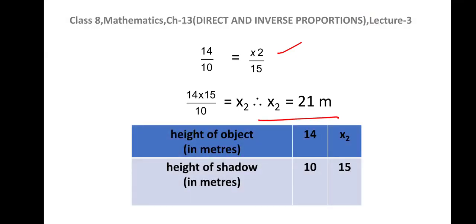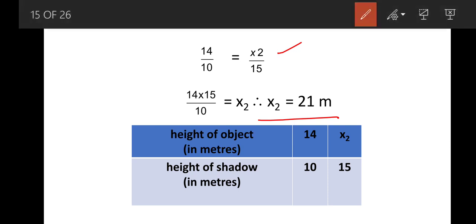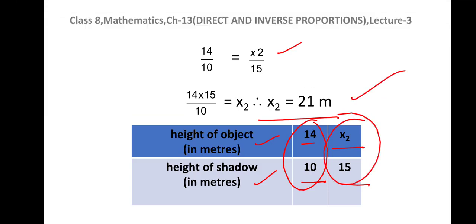This is the table. You can make the table also. So height of the object in meters, height of the shadow in meters. 14 meters was the height of the object and it casts a shadow of 10 meters. It is x2; I have taken x2. You can take x or any other variable also. And this is 15. And we know this relationship. This 14 over 10 should be equal to x2 over 15, and you will be able to get the answer.